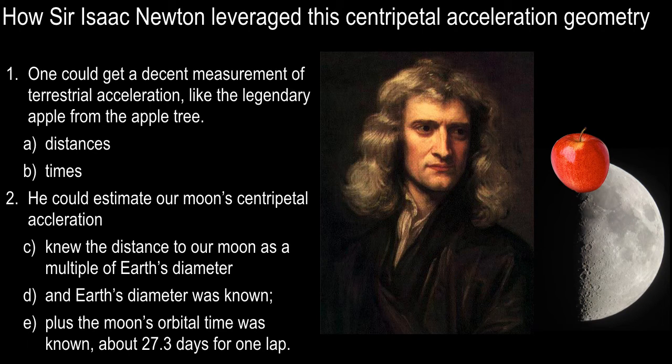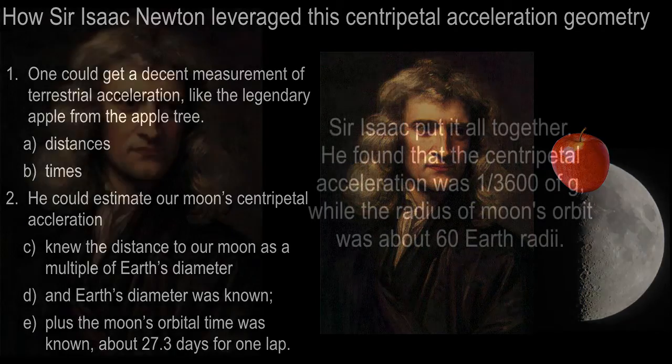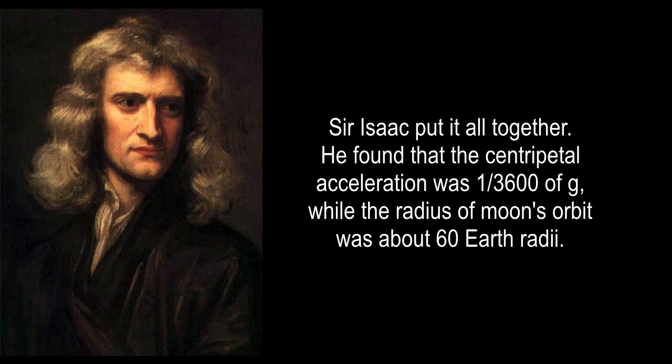Plus, they knew how long it took. So if you know how long it takes to go around a certain distance, you can figure out the speed, the speedometer setting of the moon, v squared over r. So he put it all together: 9.8 meters per second squared for the apple. And what he found was that the acceleration of the moon wasn't very big. It was about 1/3600th of the apple's acceleration, g.